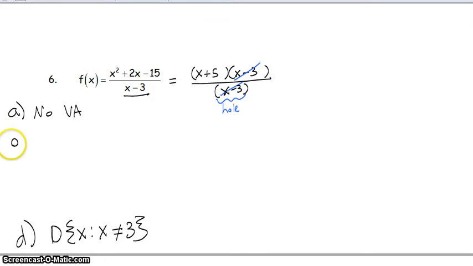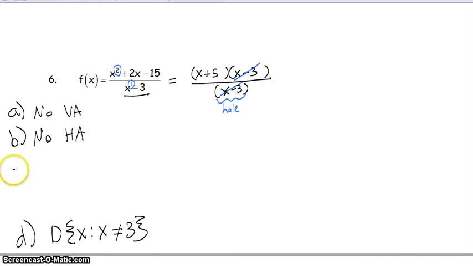Now let's look for horizontal asymptotes. The degree on top is 2. The degree on bottom is 1. When the degree on top is higher than the degree on bottom, there is no horizontal asymptote. So this one has no vertical or horizontal asymptote.